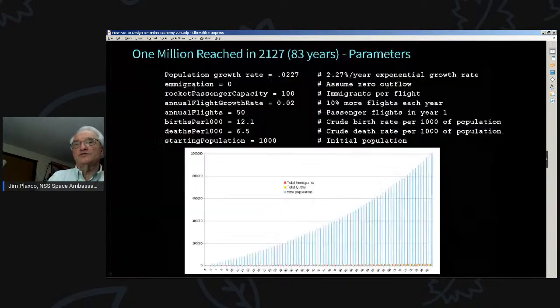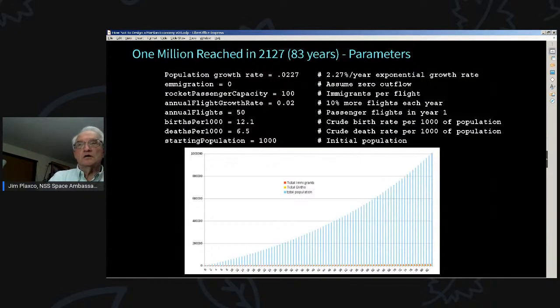Now, one of the first things we did was to establish a time frame. Just how long would it take to get 1 million people on Mars? And from that, we could tell at what point in time we were actually talking about with respect to when we will have 1 million people on Mars. For us, we settled on 83 years to reach our goal of 1 million residents.